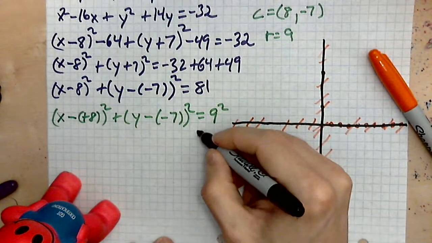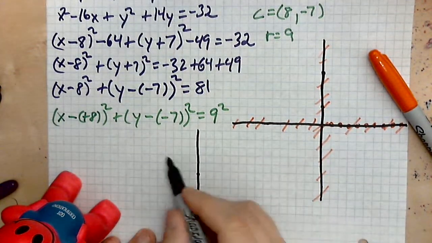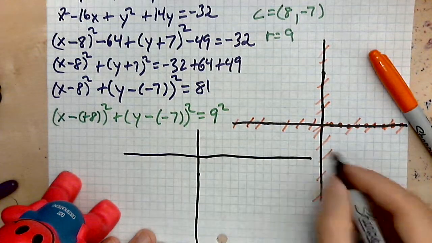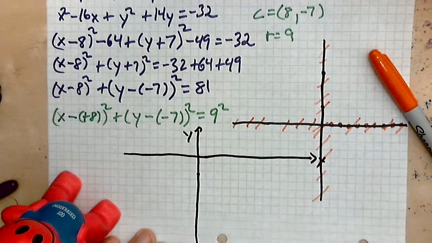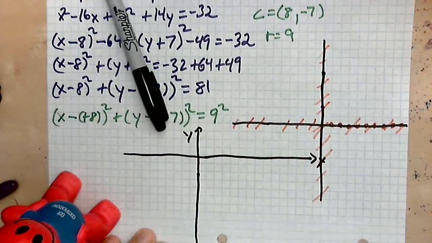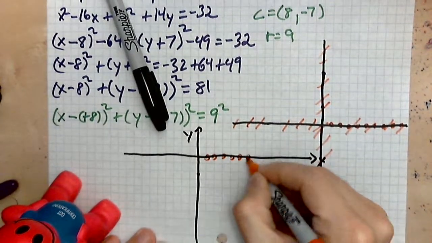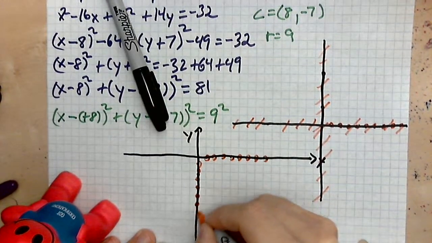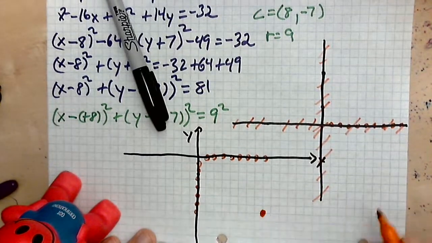It makes more sense to do it about like that, okay? So this is the x, this is the y. Mark the center point at 8 and negative 7. So 1, 2, 3, 4, 5, 6, 7, 8. 1, 2, 3, 4, 5, 6, 7. 8 and negative 7 is right here.